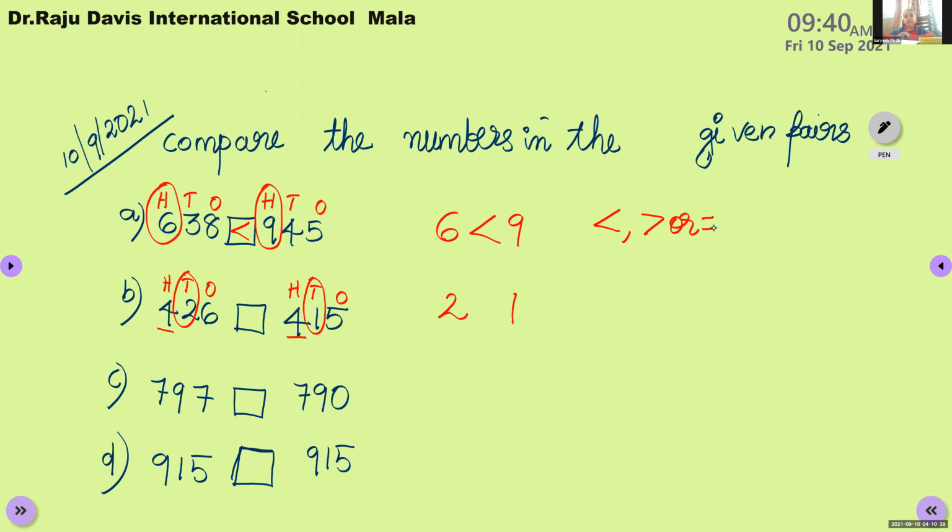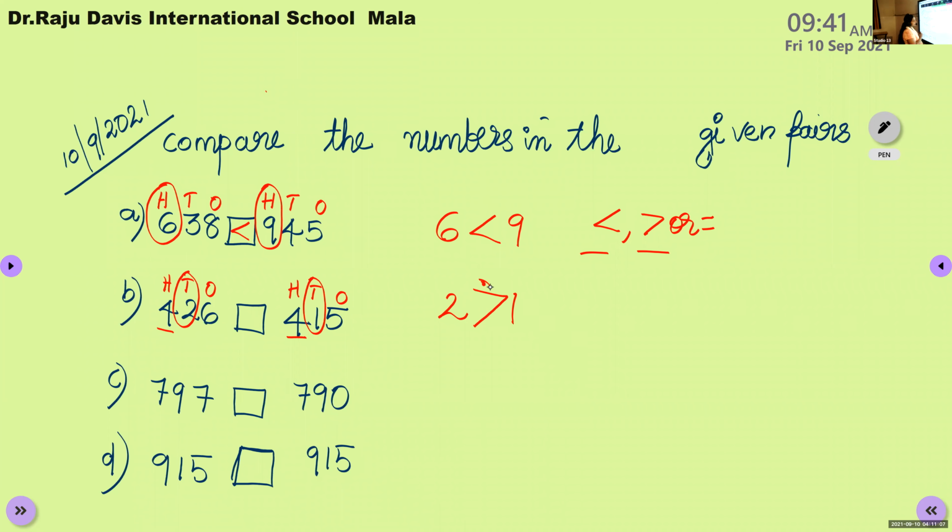Which is the symbol for greater than? Second one. The crocodile's mouth will be open. Like this, the mouth will be open. So 2 is greater than 1. So what can we put here?